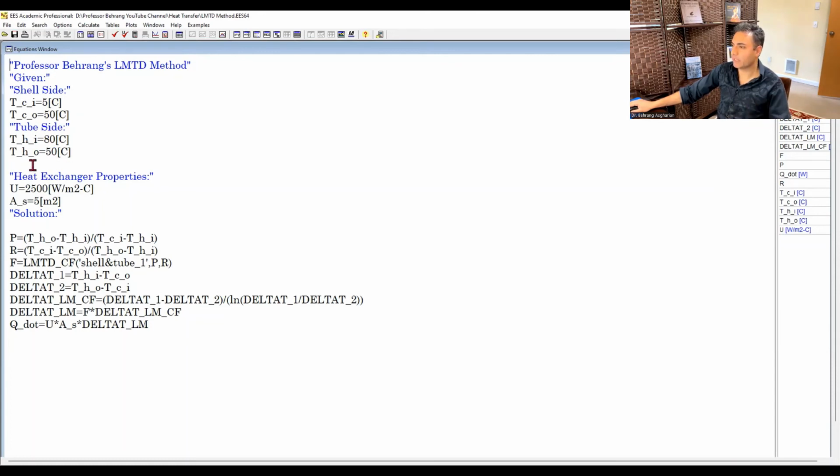And then the heat exchanger properties that were given. We had the overall heat transfer coefficient, and we had the contact surface. So I entered all of these values. All right, cool. Now, what's the next step?